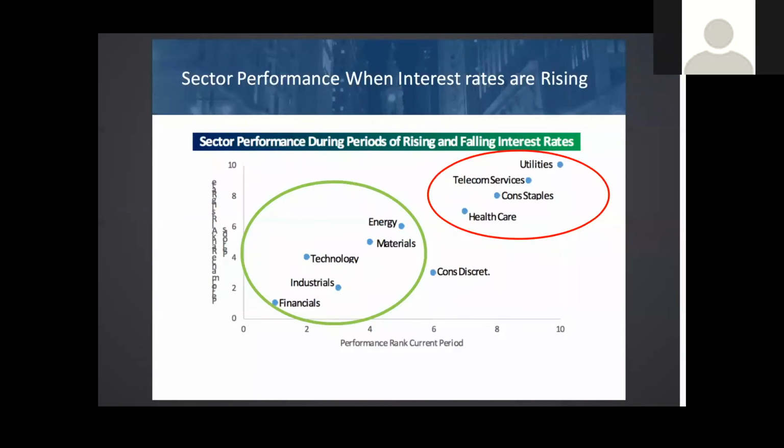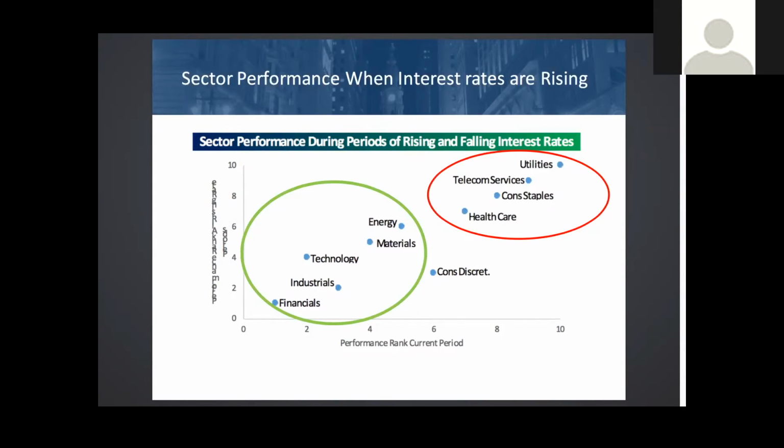So here we have a chart which I think is absolutely critical to making money in 2017 and developing a plan that helps you focus in the right place. This graph shows you which stocks do well in periods of rising interest rates. They're circled in green. These sectors, financials, industrials, technology, energy, and materials, do well historically in periods of rising interest rates. And the defensive stocks, which typically have higher yields, like utilities, telecom, consumer staples, and healthcare, typically underperform the market in periods of rising interest rates.